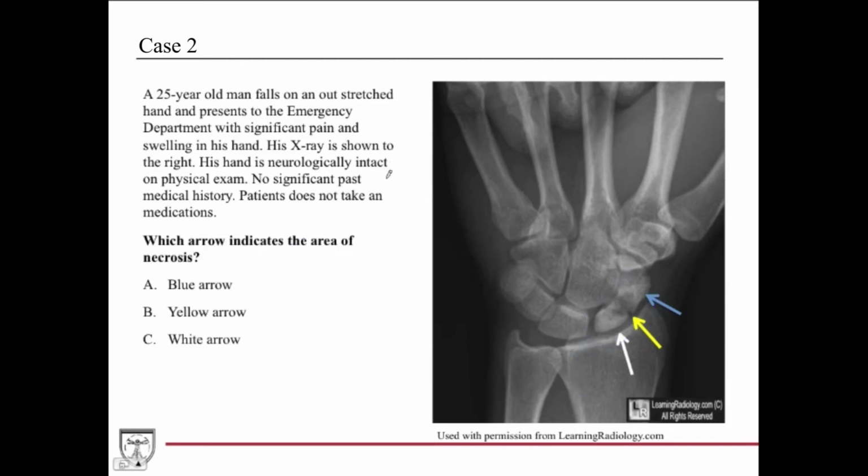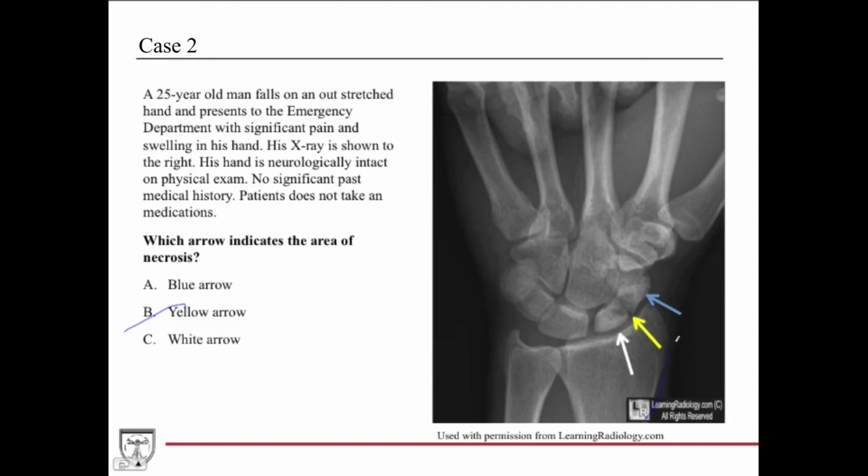So let's get back to the question. Which arrow indicates the area of necrosis? So what this is asking really is, you know the yellow arrow is the fracture, so that's out. So it's really asking you which segment, is it the proximal segment or the distal segment, is going to be at risk or at most risk for developing osteonecrosis. So really what you have to know here is the blood supply of the scaphoid bone.